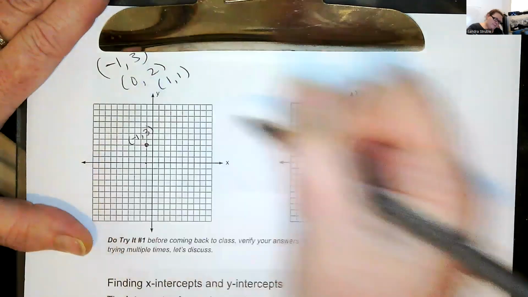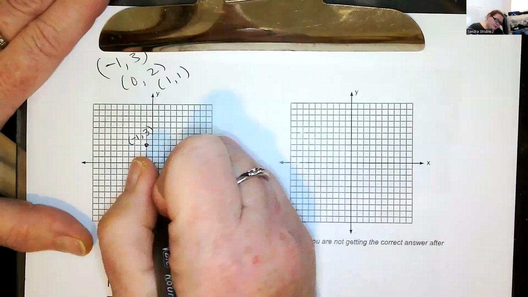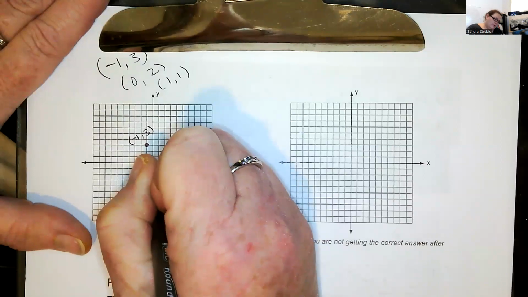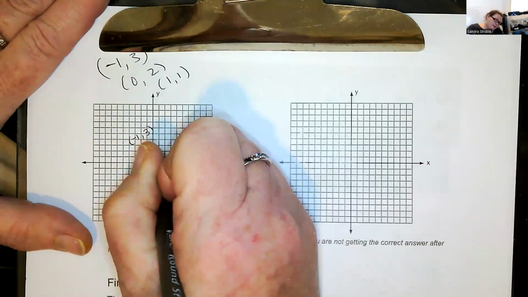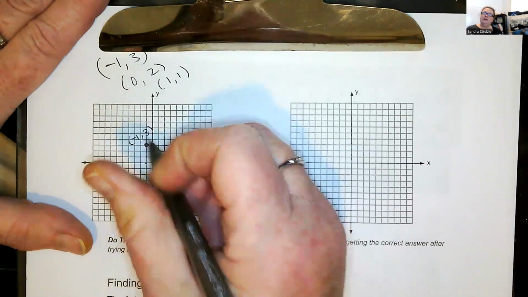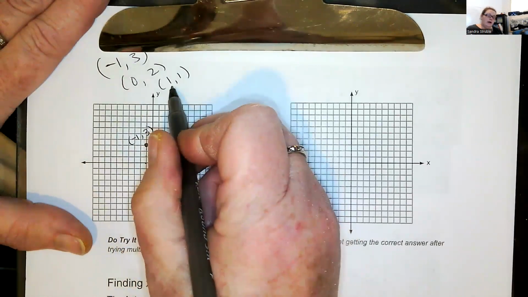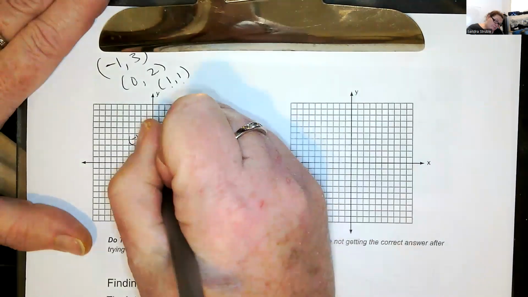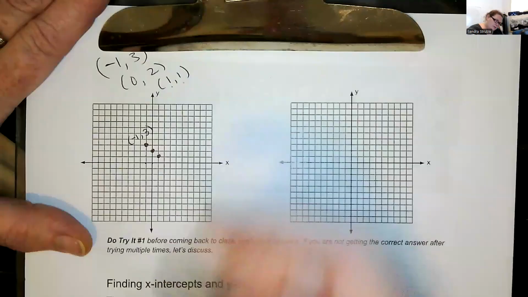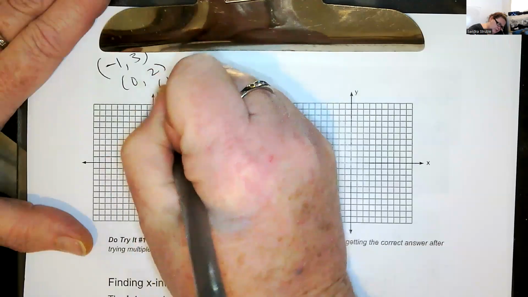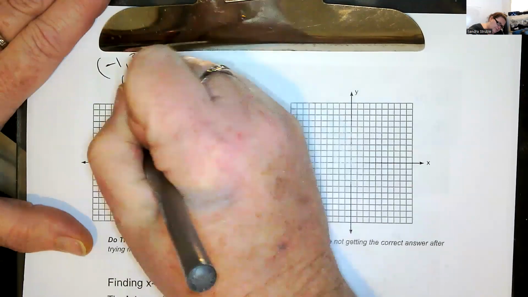label it. The next one is 0, 2. So 0, we're not going left or right, and we're only going vertical. We're going up 2, placing a point. And the last one is we're going to move to the right 1 because the x value is a +1, and then we're going to go up 1 because the y value is a +1. All right, and then I'm going to do my, oh, I didn't label these. 0, 2, and 1, 1.